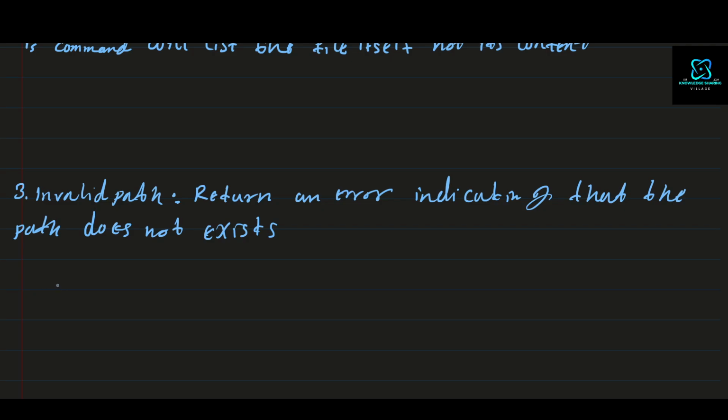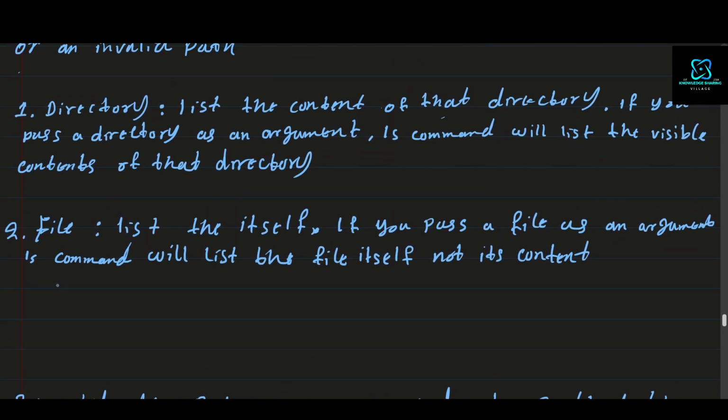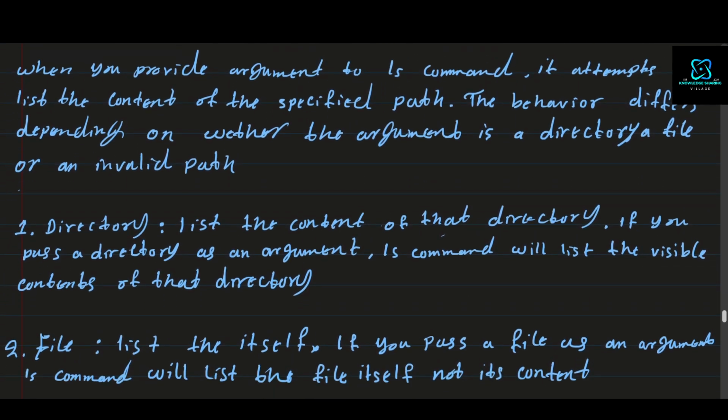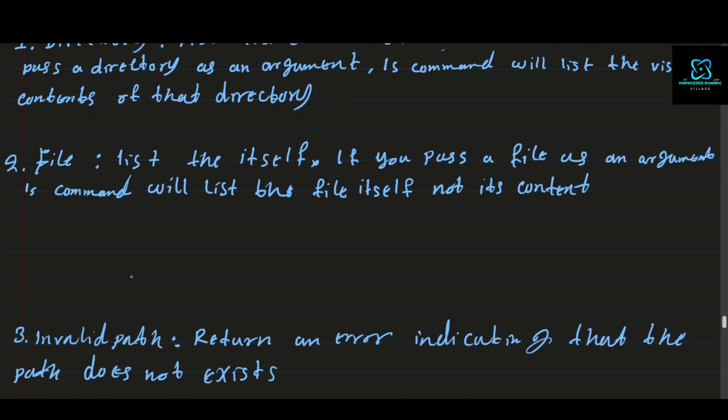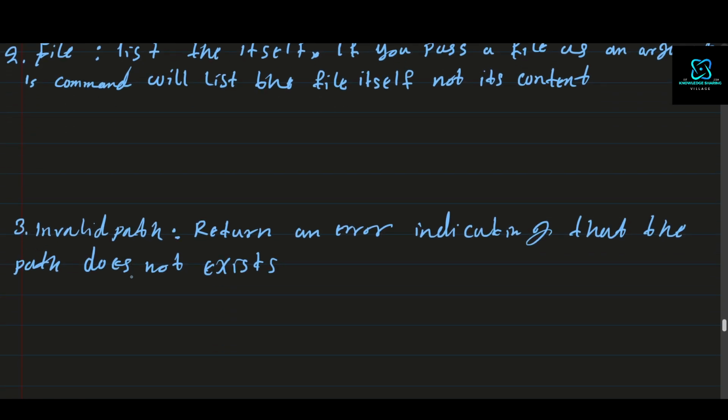Okay, so this is what will happen or how it works. It depends on which type of argument you have passed. If it is a directory, it will list the names of the visible content in alphabetical order. If it is a file, it will just show the name of that file, not its content. If it is an invalid path, the output will be an error indicating that, be it a file or a directory, it does not exist.